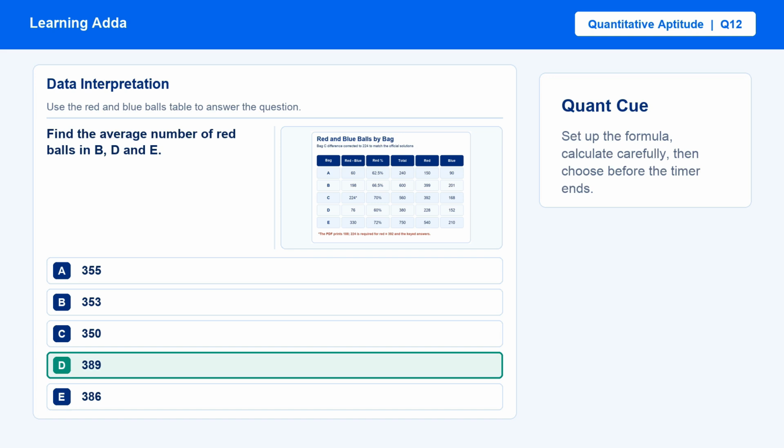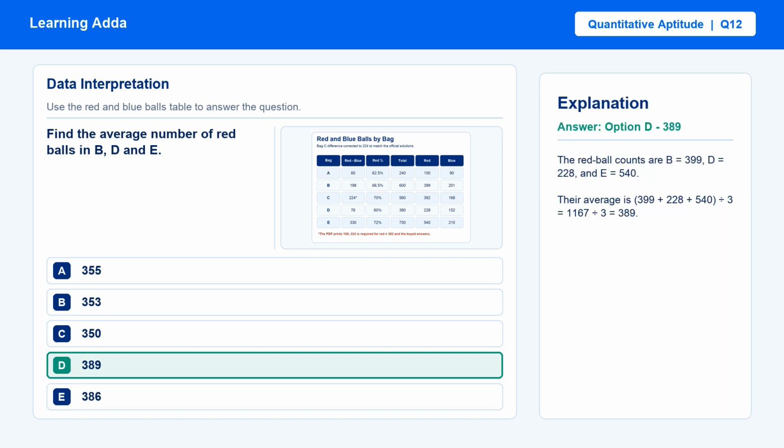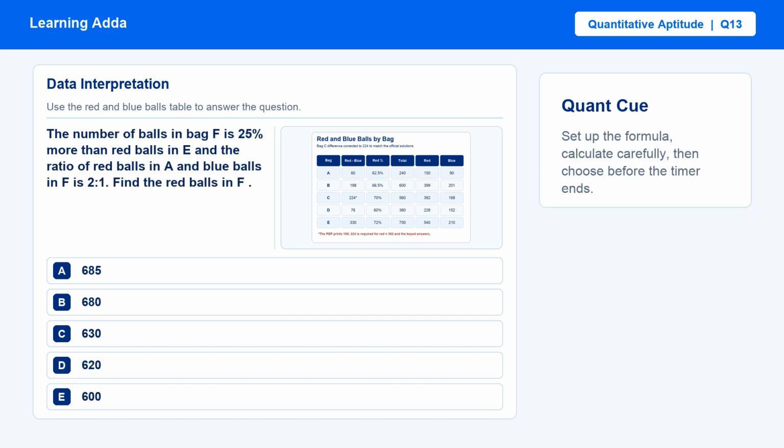The answer is option D, 389. The red ball counts are B is equal to 399, D is equal to 228, and E is equal to 540. Their average is 399 plus 228 plus 540 divided by 3 is equal to 1167 divided by 3, which is equal to 389.